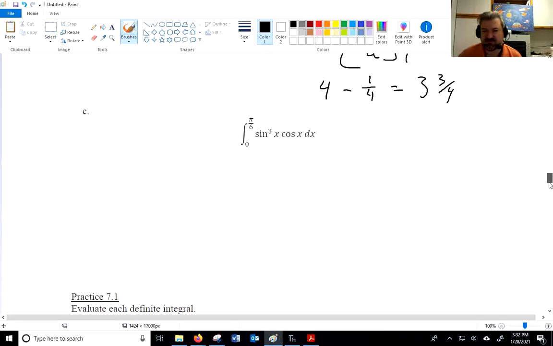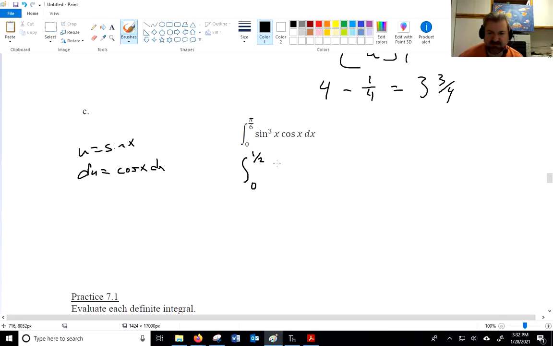We've got a sine inside a cube, so let's let u equal the sine of x, so that du is equal to cosine of x dx. So that actually works out perfectly. u is sine of x, so plug in 0 for x. The sine of 0 is 0. Plug in pi over 6 for x. The sine of pi over 6 is 1/2.